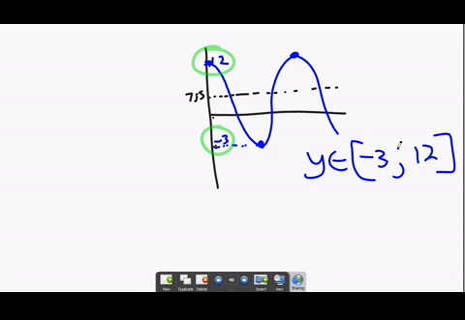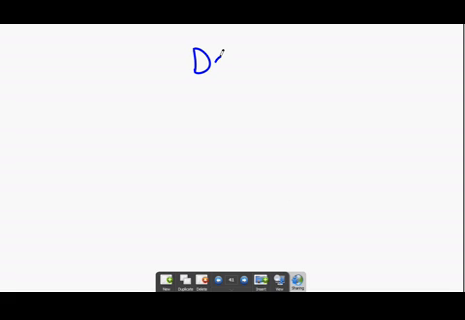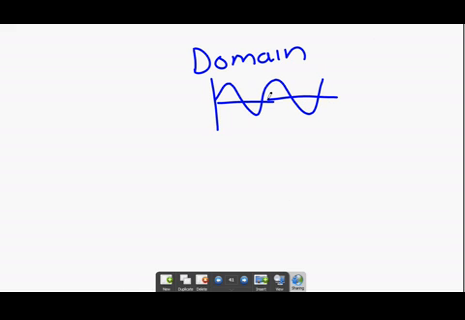Now let's look at domain. Let's look at our domain. So let's just go on and say we're now looking at domain. Now usually for the sine and the cos graphs, the domain is quite clear, depending on what they've given you. So if they ask you for the domain of this graph, usually it's x, an element of real numbers, usually all values of x.